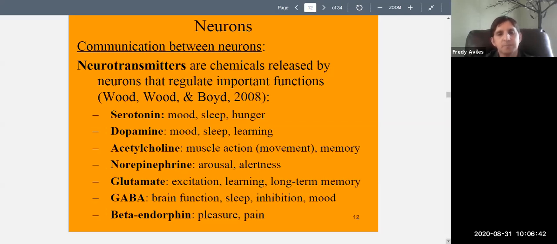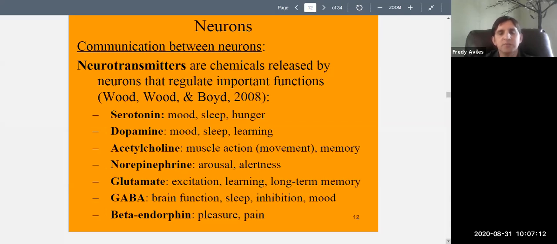Dopamine is another commonly known neurotransmitter. It affects mood, sleep, and learning. So dopamine also affects mood. When you have higher levels of it, you also feel good. You feel a sense of reward, right? It also affects sleep and learning. If there's not enough dopamine, it's hard to form memories, and you can't remember things very well.